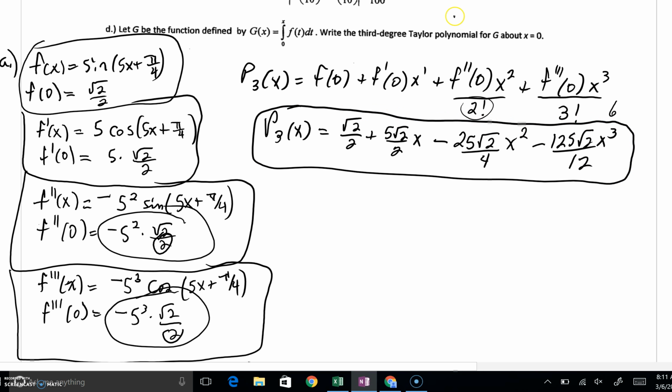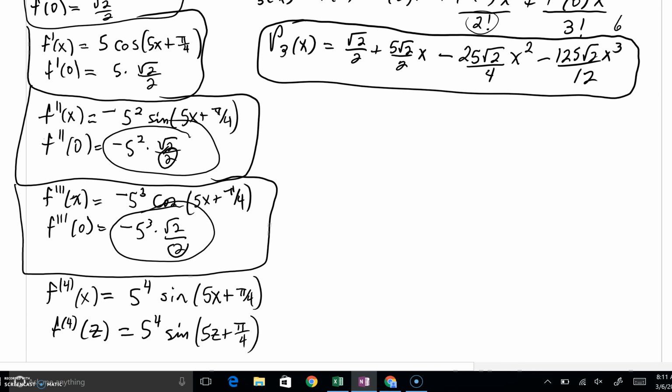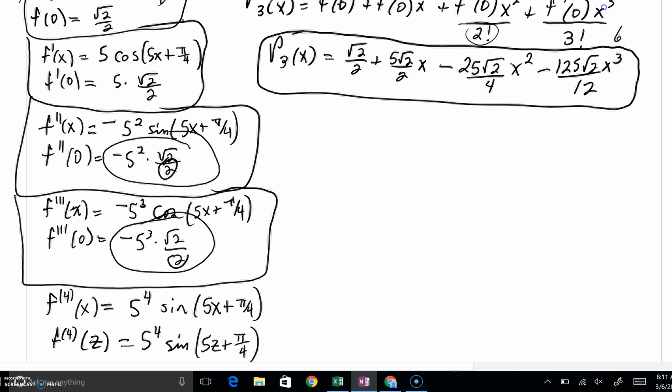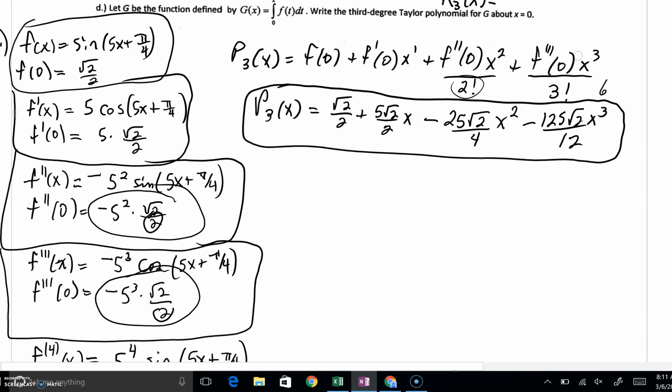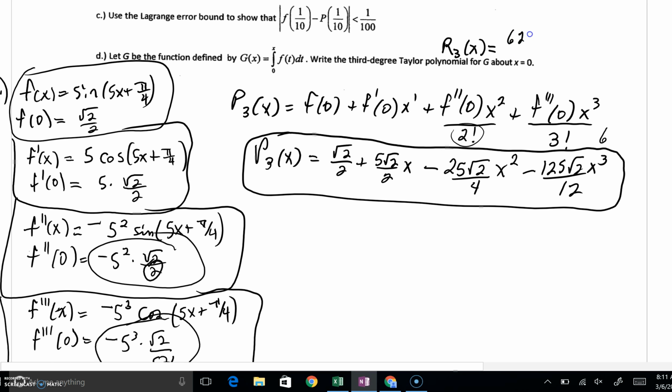By the way, they certainly did not ask for this, but we're going to need this for part C. The Lagrange error bound, if we were looking at that, you can see we had 5 to the 4th. 5 to the 4th is going to be 625. So we'd have 625 sine of 5z plus pi over 4. And then, of course, we're going to have our x to the 4th all over 4 factorial. We're going to need that later. So just wanted to jot that down very quickly.